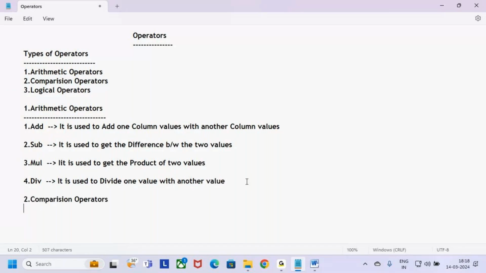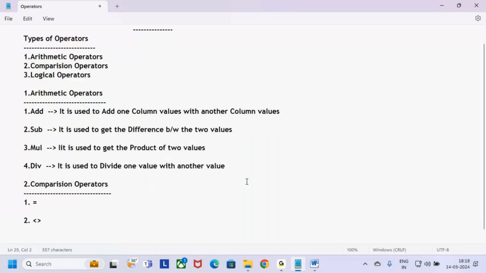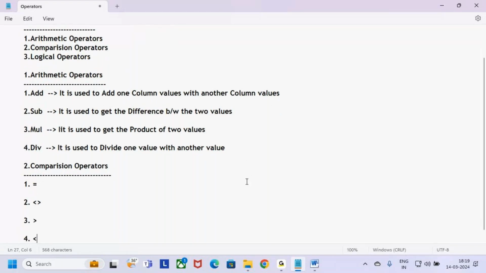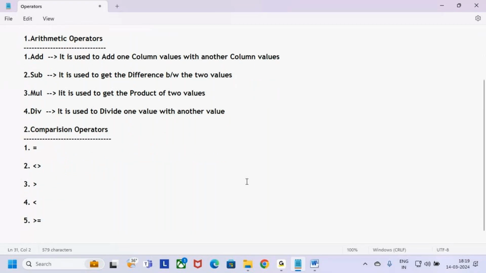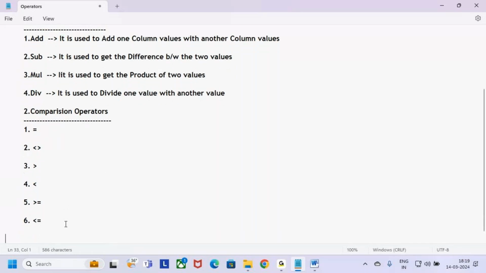What are the different types of comparison operators we'll have? So in general, what is meant by comparison operators? As we know, equals to, the second one is not equals to, third is greater than, fourth is less than, fifth is greater than or equals to, and the sixth one is less than or equals to. These are called comparison operators. Already you know. So let me keep here what this comparison operator is.